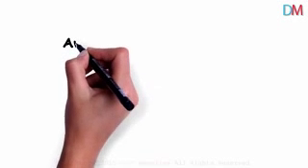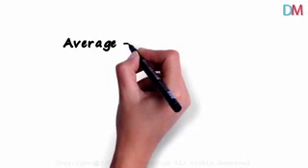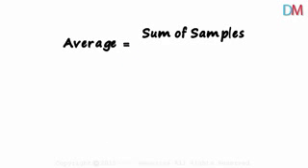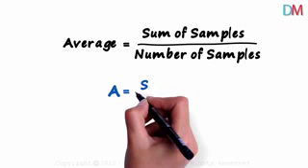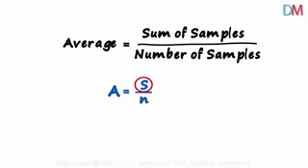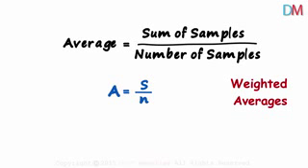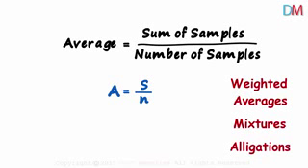Another important concept in this course is that of averages. The average of a set is equal to the sum of the samples in that set divided by the number of samples in it. We can say that the average A is equal to S over N, sum divided by the number of samples. But when it comes to weighted averages, mixtures and aggregations, what we would really need more often is the sum of samples.